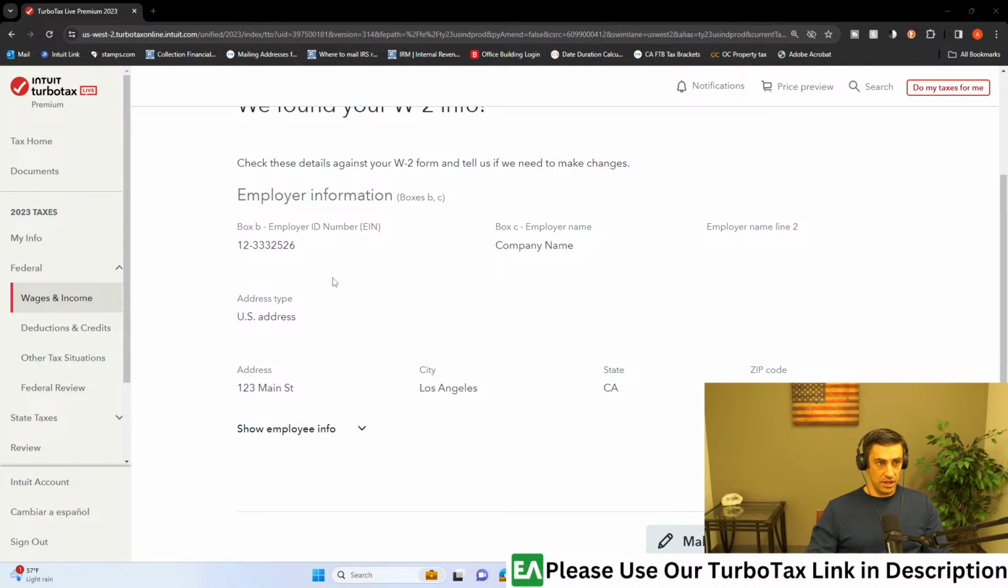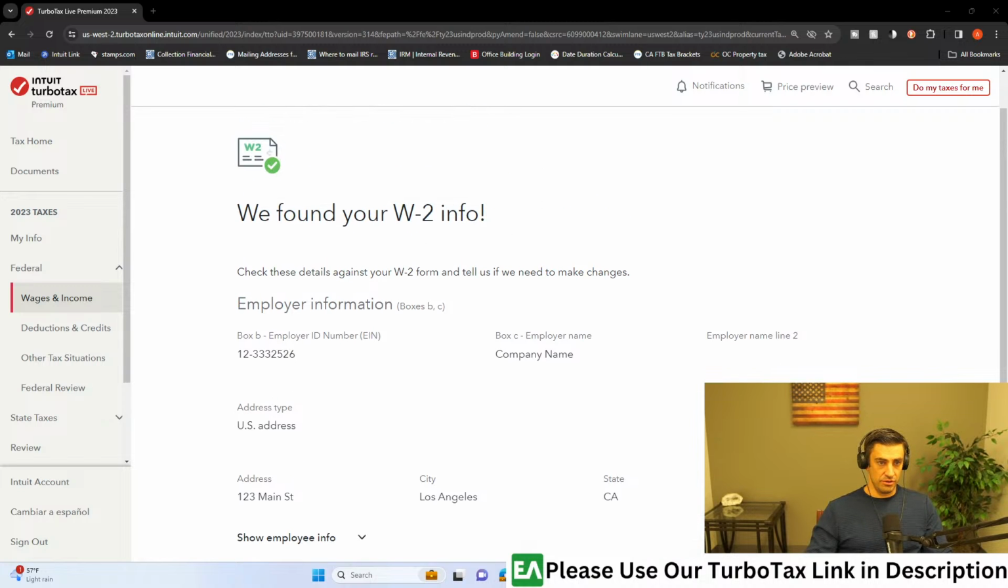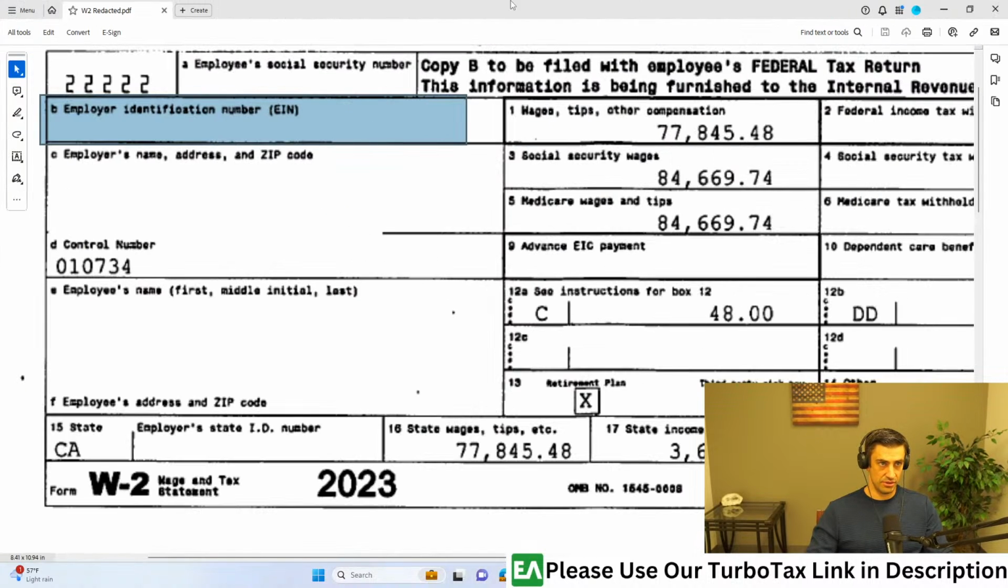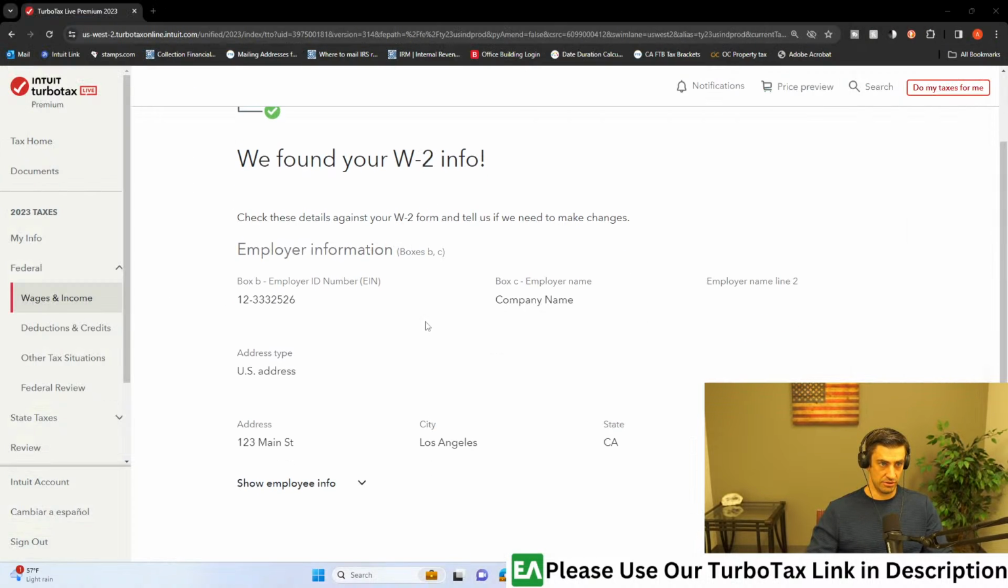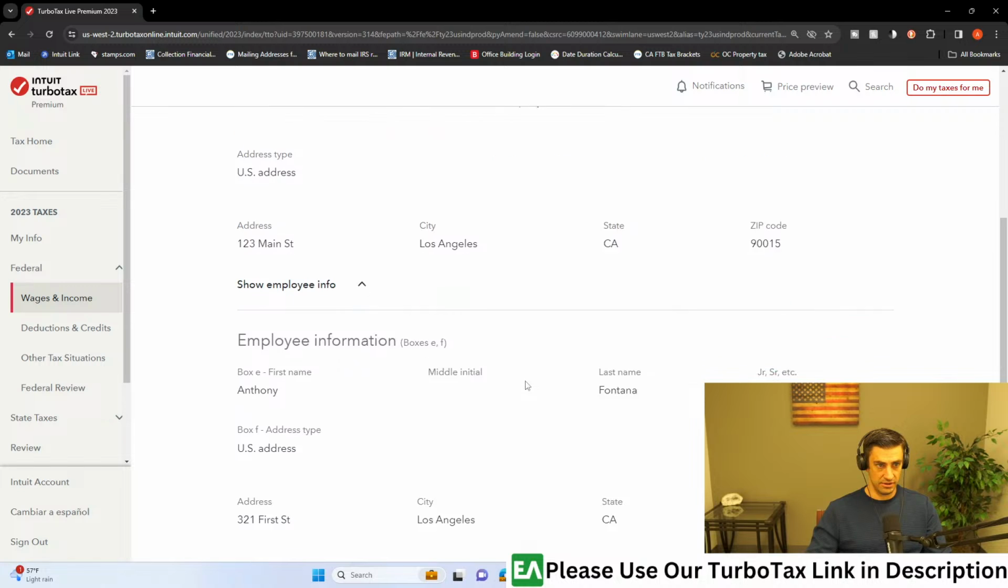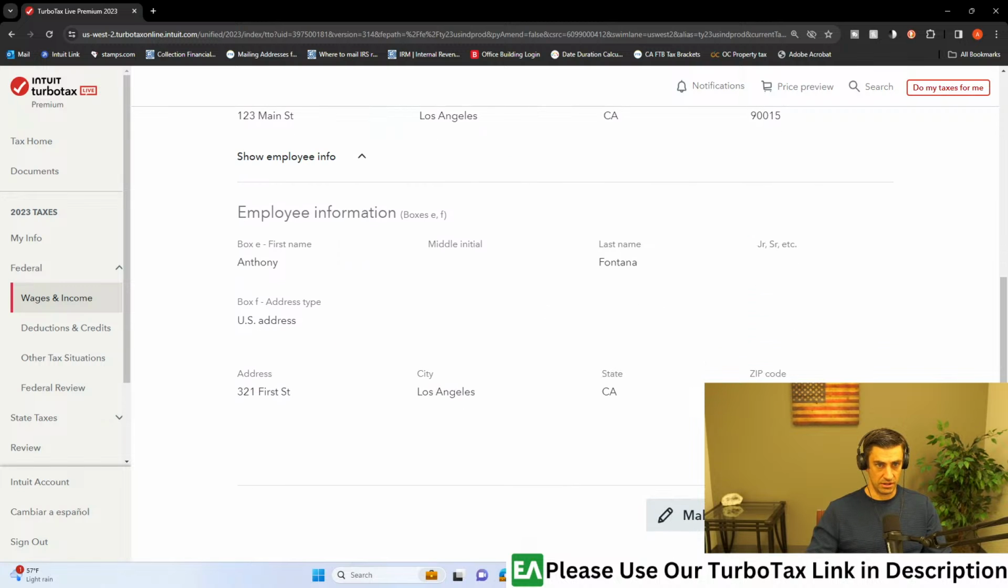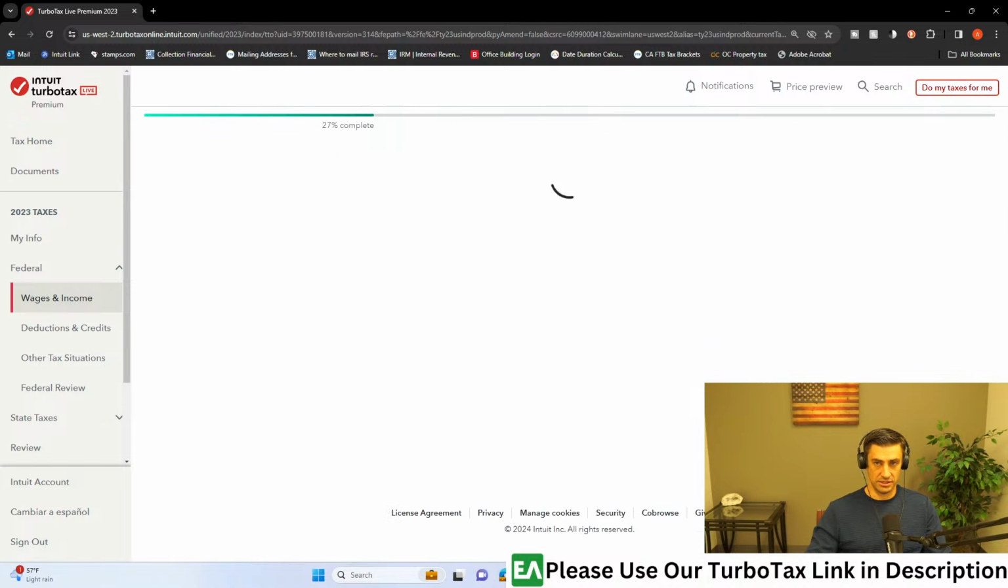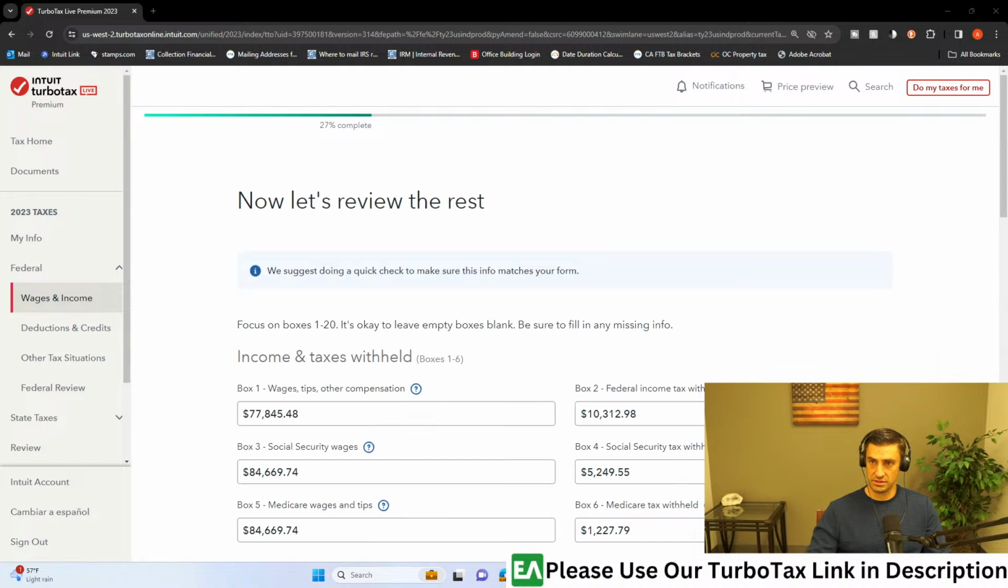So anyways, you would want to make sure that whatever you uploaded from your W-2 here matches what's on TurboTax, okay? But a lot of my stuff is blank, so it's all going to be blank. Obviously, you can make changes. You can edit this stuff. So there's me. Look at that. Wow. Okay, let's say it looks good in my case.